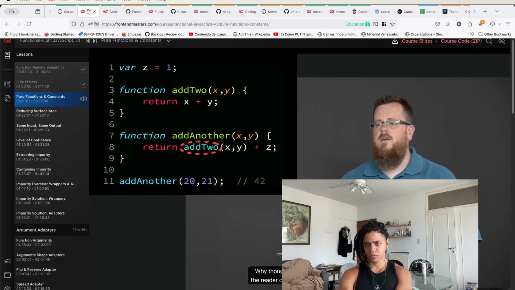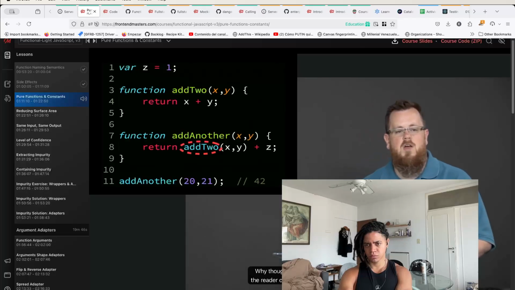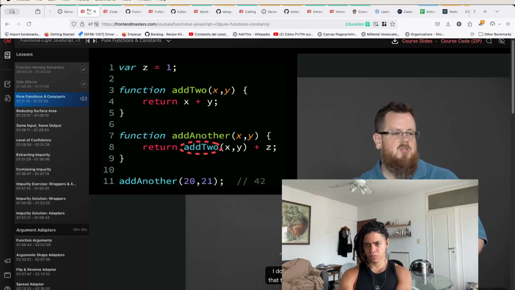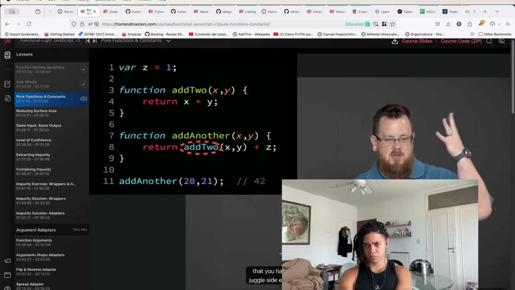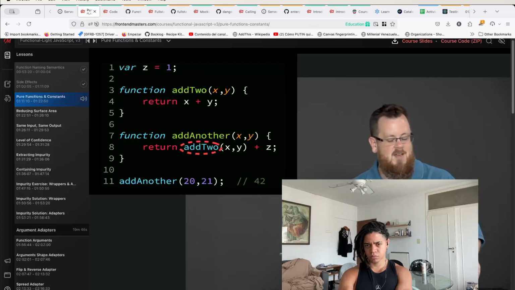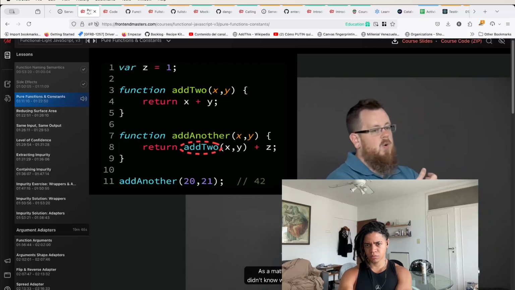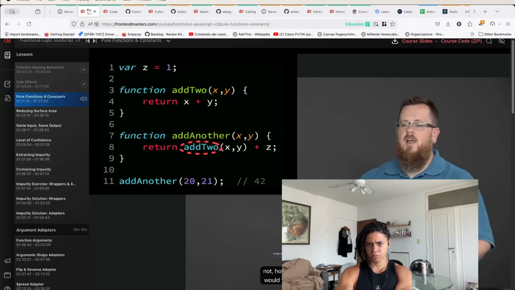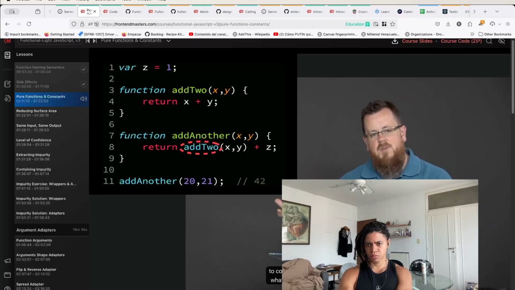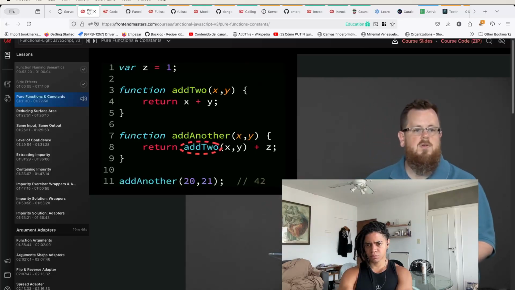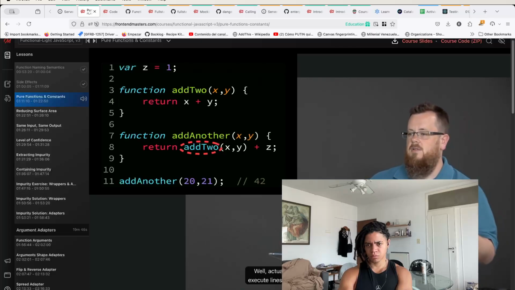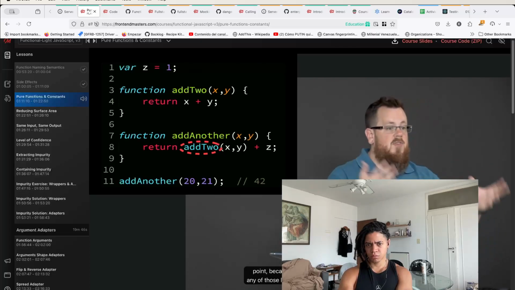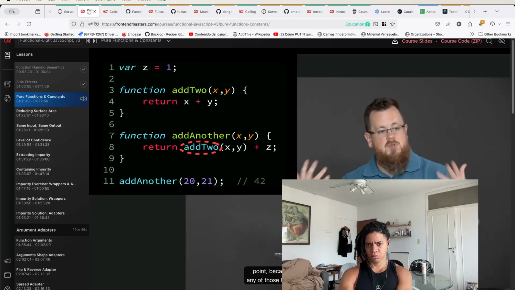Why though? It's because we want the reader of our code to understand, oh, I don't need to worry that thing changed. If they were trying to understand line 8 and they didn't know that Z was a constant, well, now all of a sudden they're dealing with all the problems that you have to deal with when you juggle side effects, right? As a matter of fact, if they really didn't know whether Z got reassigned or not, how many lines of code would they have to execute to convince themselves what line 11 would do? Well, actually, they have to mentally execute lines 1 through 10 to get to that point. Because theoretically, at least, any of those lines could have changed Z.